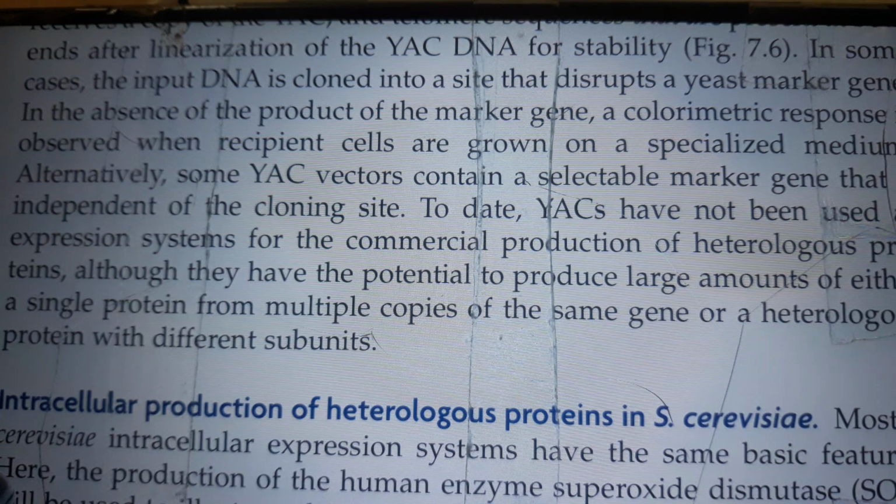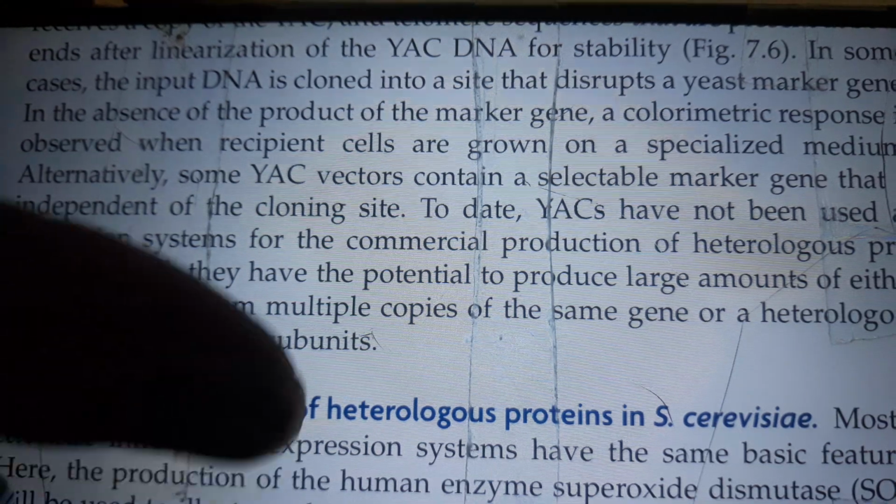To date, YACs have not been used as expression systems for the commercial production of heterologous proteins, although they have the potential to produce large amounts of either a single protein from multiple copies of the same gene or a heterologous protein with different subunits.